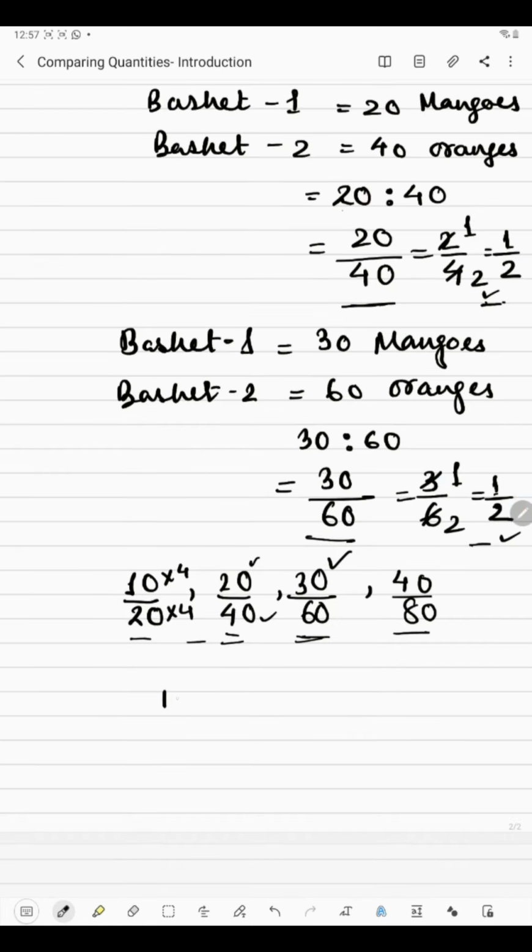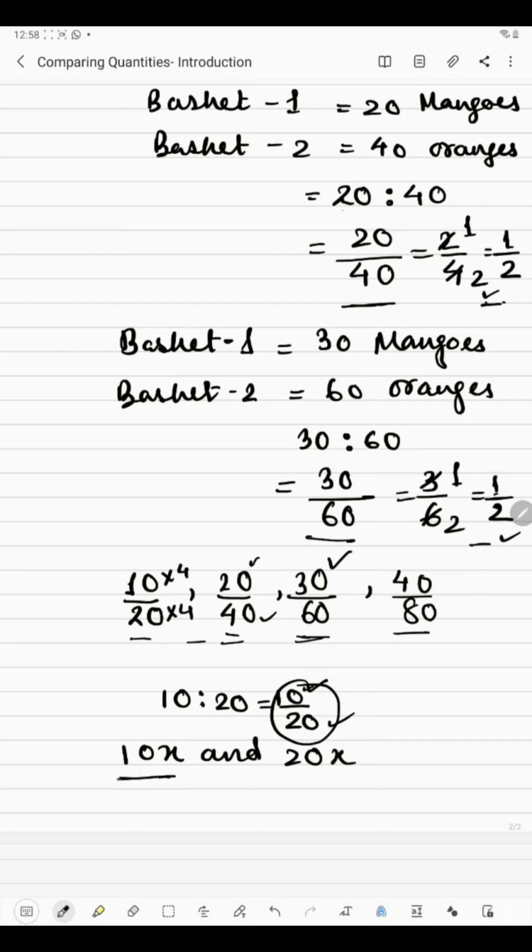It means that these quantities will be in the form of 10x and 20x, okay. So 10x means a multiple of 10 and 20x means a multiple of 20. So ratio is basically a comparison of two quantities, okay.